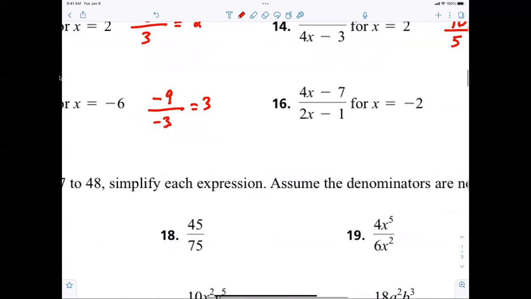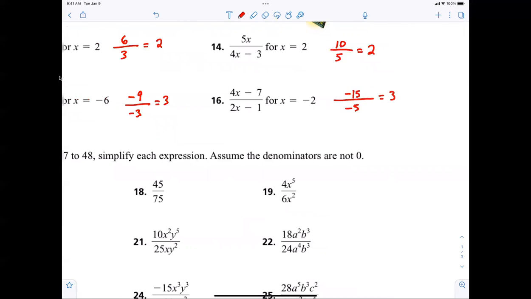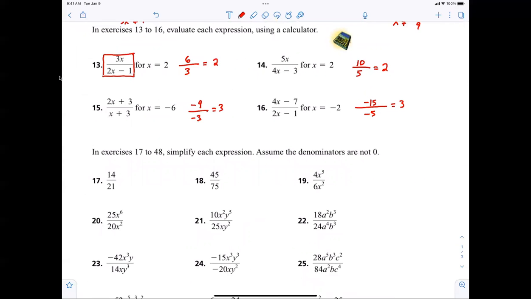All right, let's knock out 16. The numerator becomes -15, and the denominator becomes -5. So it's just 3.